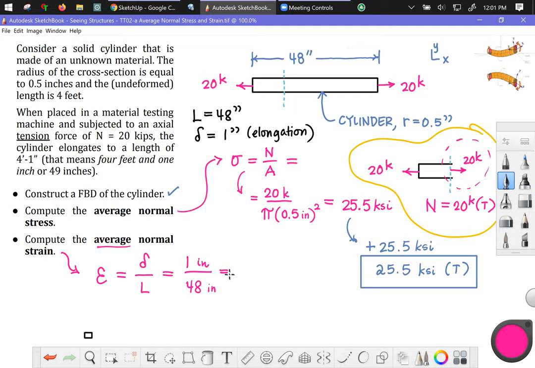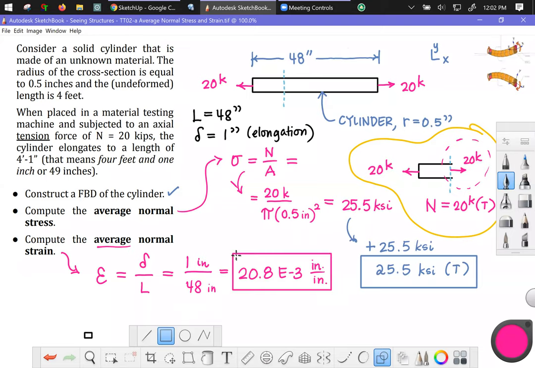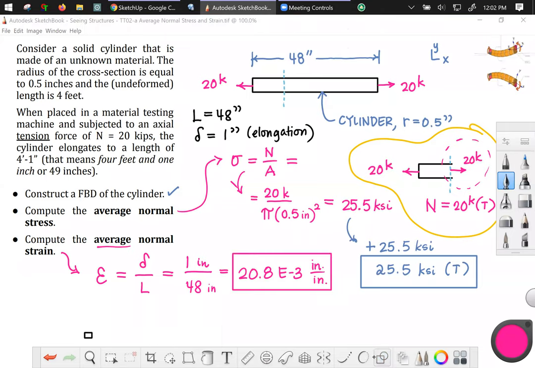We are going to compute this ratio with a calculator and with 3 sig figs in our final answer. The best way to express this is 20.8 E minus 3. Be sure you're using engineering notation, not scientific notation. And the units for strain are a little weird. It's technically a unitless quantity, but it is very, very common to see that answer expressed in inches per inch.